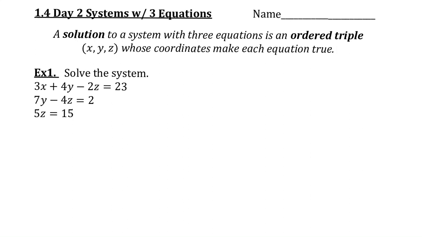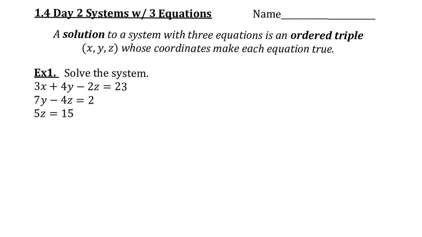Okay, 1.4 day 2. We're going to do systems with 3 equations. This system right here has 1, 2, 3 equations. If you have 3 equations, you have 3 variables. So in this case, we have x, y, and z. A solution to a system with 3 equations is an ordered triple instead of an ordered pair: x, y, and z, whose coordinates make each equation true.